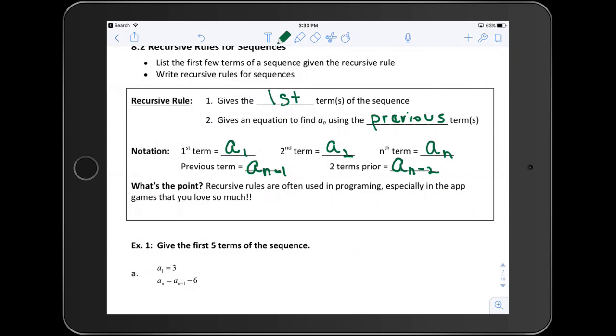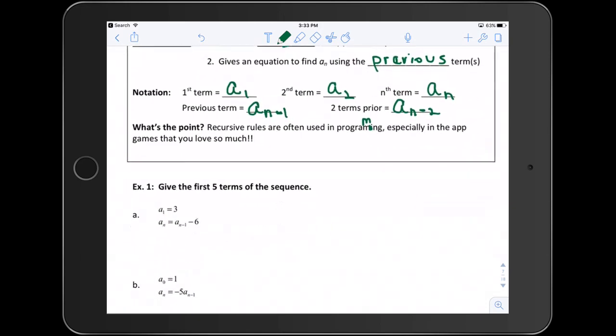Recursive rules are often used in programming. By the way, it should have had two M's in there. That's a misspelling, and that drives me crazy. Recursive rules are often used in programming, especially in the app games that you love so much with loops in them. Computer programming cannot exist without recursive rules.